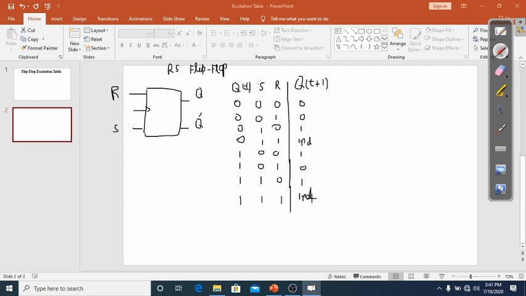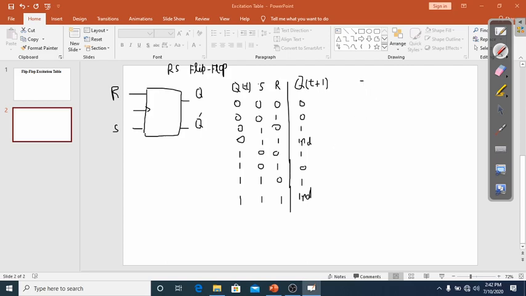Now using this truth table, I will derive the excitation table. Keep in mind that the excitation table is very useful for you to design sequential circuits, as in the next few lectures you will design counters and some sequential circuits. So these excitation tables are very important. Here I will derive the excitation table for the RS flip-flop. How will you use the excitation table? You are given the present state and next state and you have to decide the inputs.